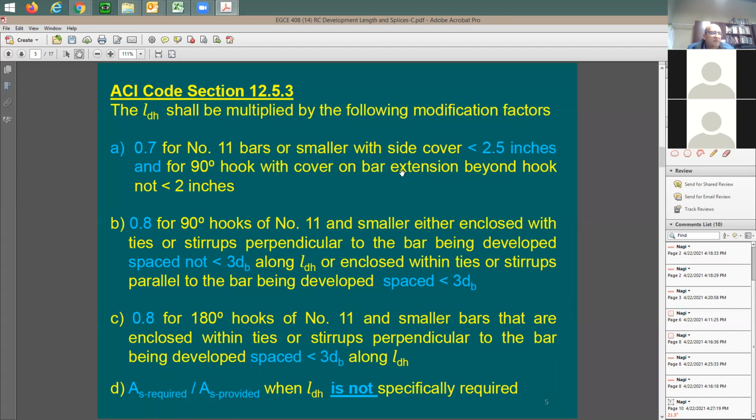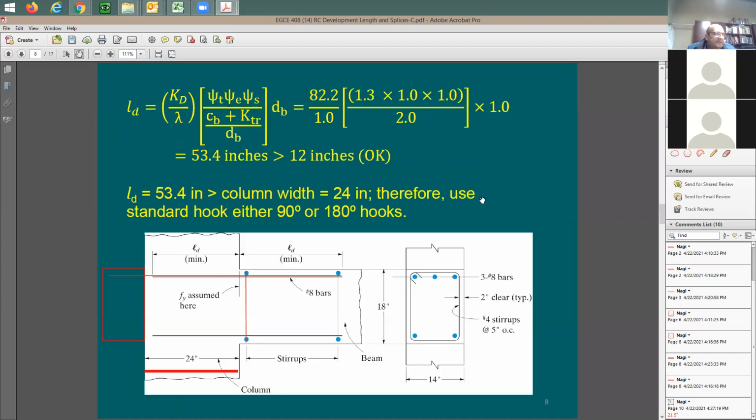Do you have an extension? Bar extension beyond the hook, not smaller than 2 inches? What's a bar extension? Do you have a cover again? Okay, so it's going to be 0.7. The bar extension means beyond the hook is going to be smaller than 2 inches. You know, the bar extension beyond the hook. Oh, okay. Yeah.